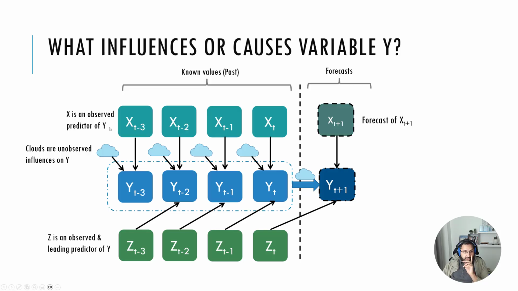What if we have a variable X which predicts Y, but it is not a leading predictor? It predicts Y in the same time period. So imagine that we are sitting in a large city. Maybe we're a business in the downtown of that city where there's a big convention center where lots of music concerts happen. And so XT is how many music concerts are going to happen in a particular month.